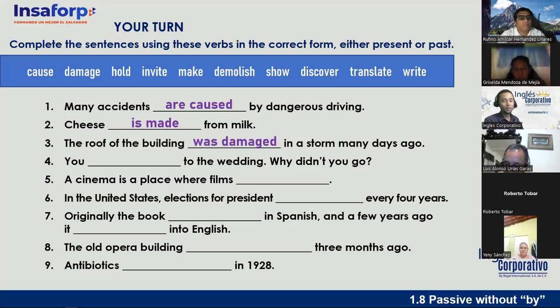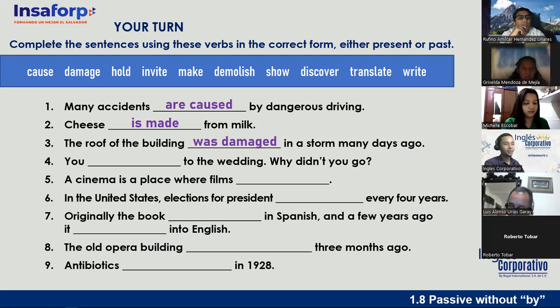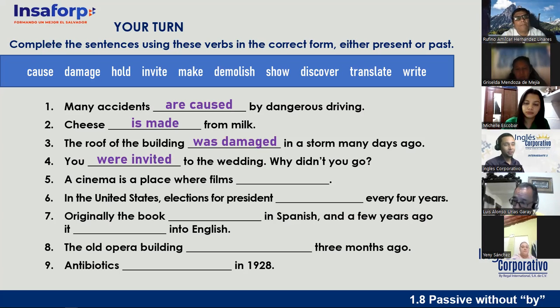Okay, very good. So we go with Rufino Amilcar for number four and Griselda Mendoza for number five. So Amilcar, what about number four? You were invited to the wedding. Why didn't you go? Correct. You were invited to the wedding. Why didn't you go? Very good. So Griselda takes number five and Michelle number six.